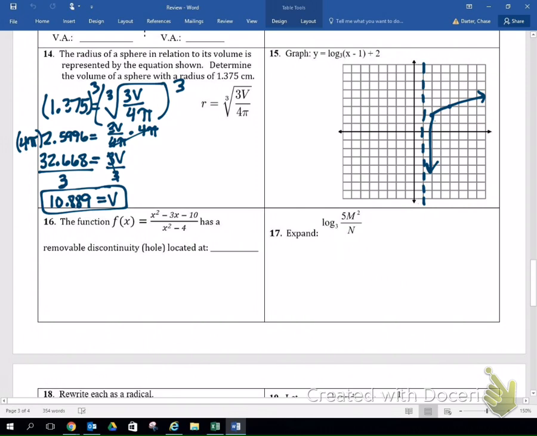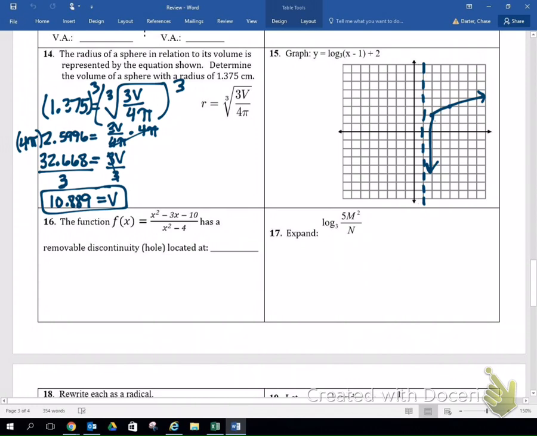Number 16 says the function f of x is given, and asks where the hole is located. So the removable discontinuity, or hole: we factor the numerator, we factor the denominator, and any factor that cancels out in top and bottom creates a hole in my graph, or an open circle if we actually graphed it.